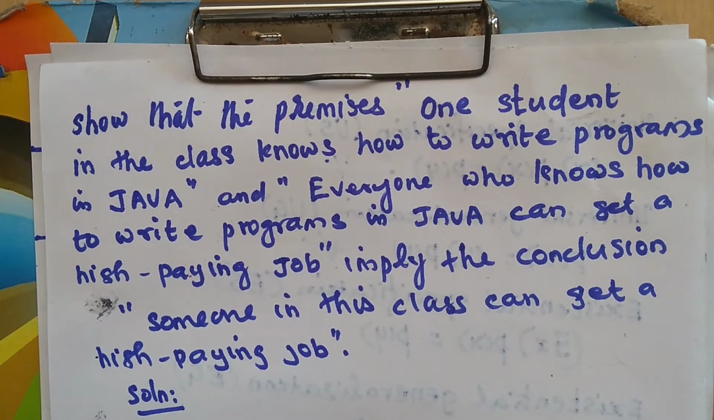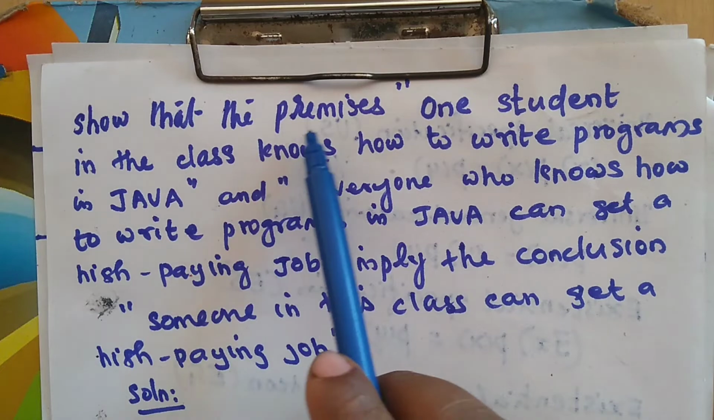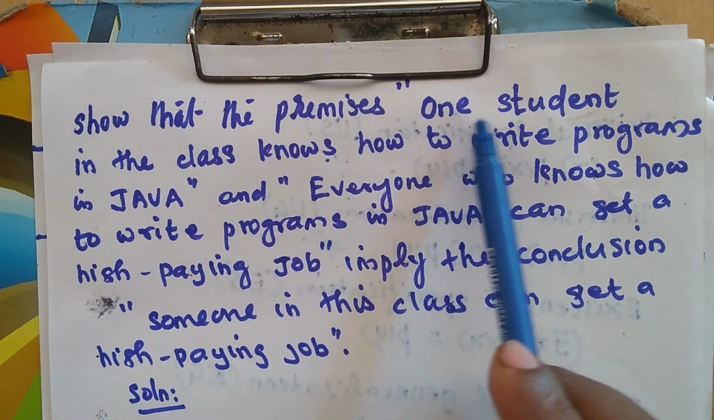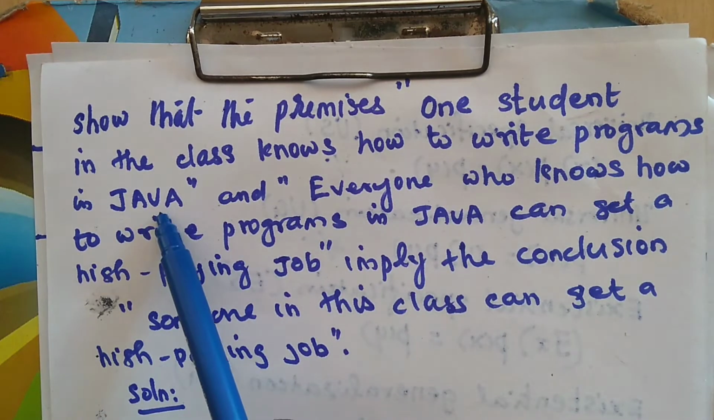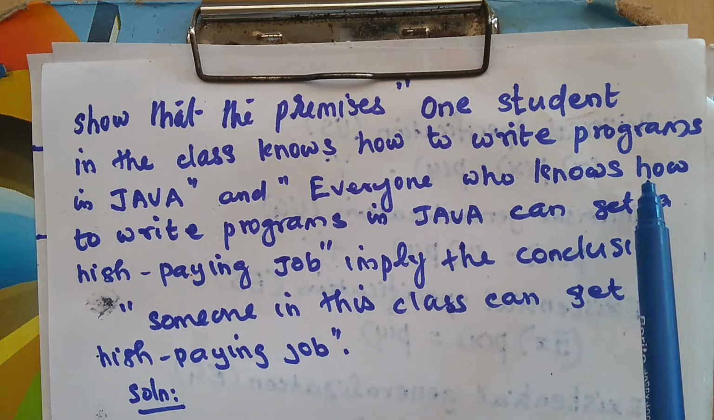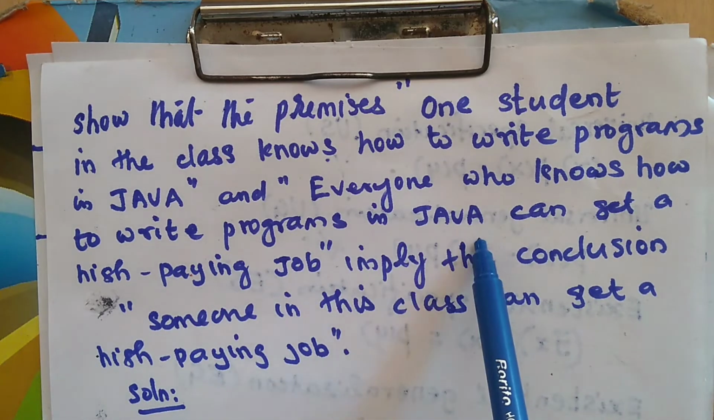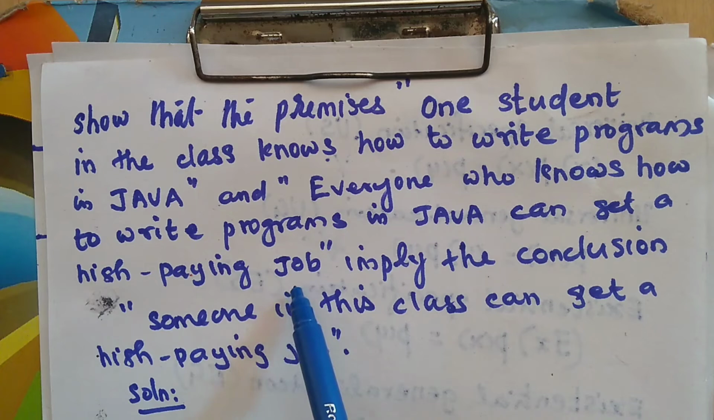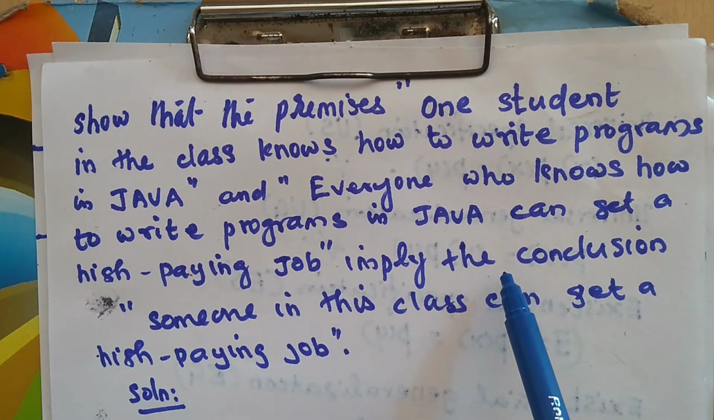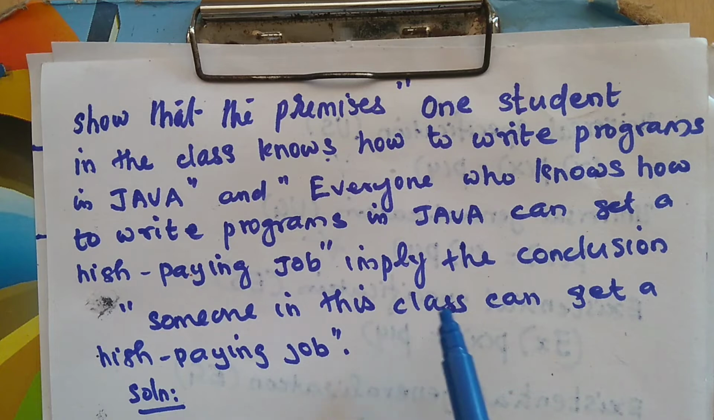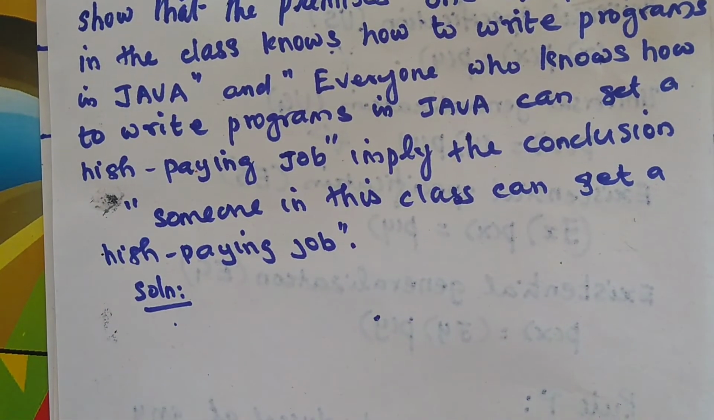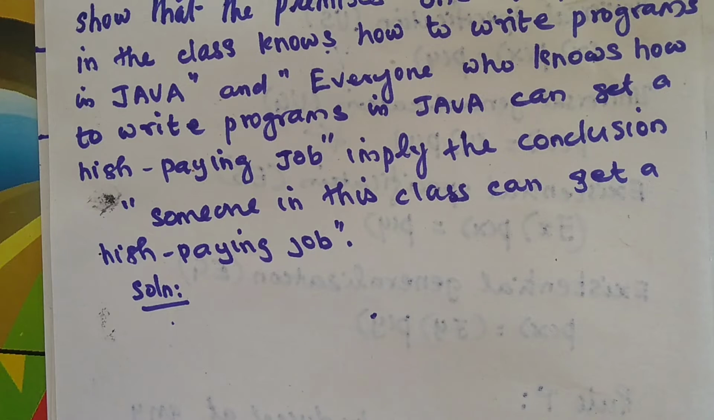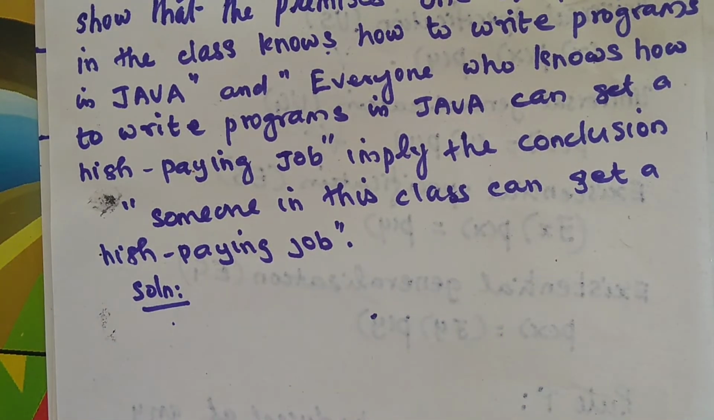So next problem, show that the premises one student in the class knows how to write programs in Java, and everyone who knows how to write programs in Java can get a high-paying job, imply the conclusion, someone in this class can get a high-paying job. So let us do this problem. So for that, first you convert into symbolic form.